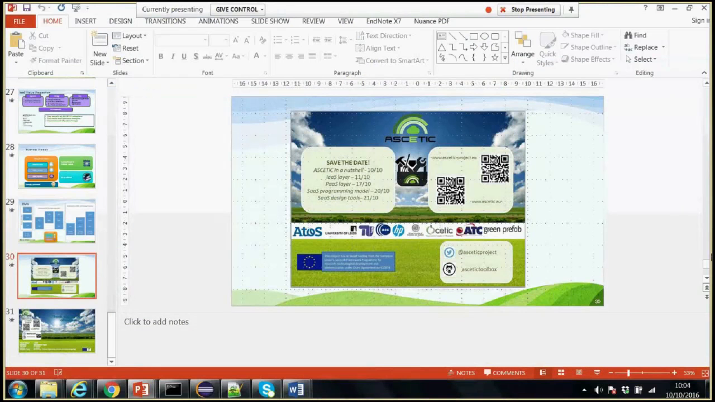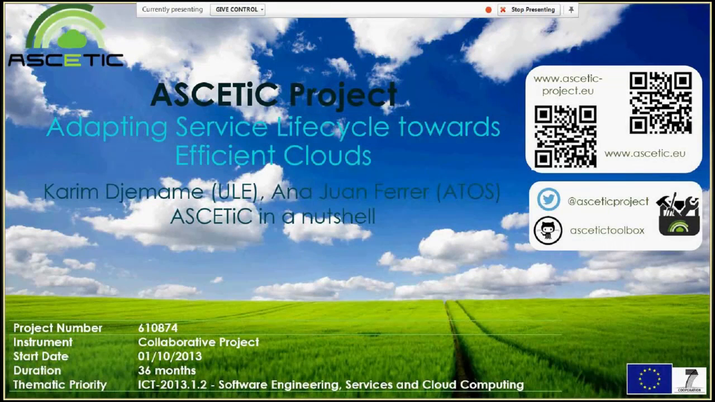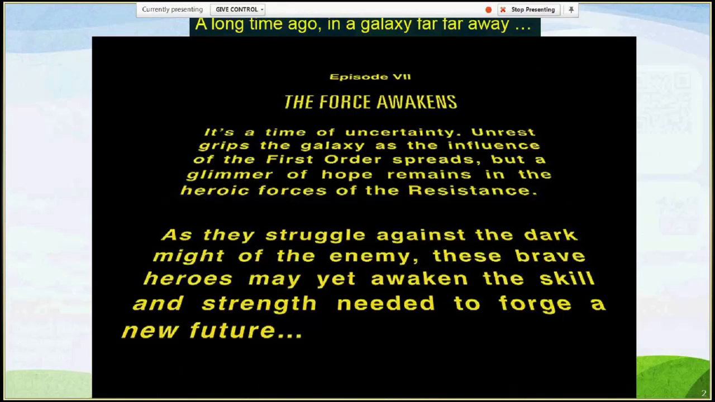Excellent. Okay, yeah. So here we are. As Anna said, this is very much an overview of what ASCETiC is all about. I will probably just set the context of this. It's nothing to do with Star Wars, but something to do with certainly clouds, which probably in many years will be referred to as a long time ago in a galaxy far, far away.